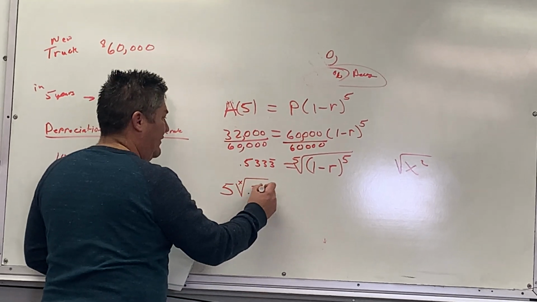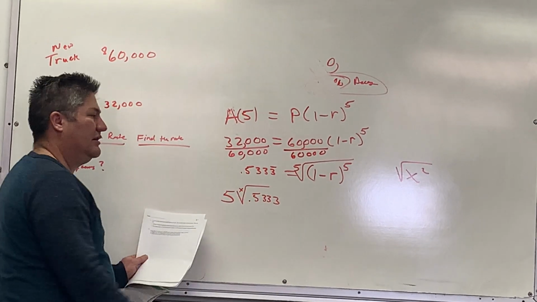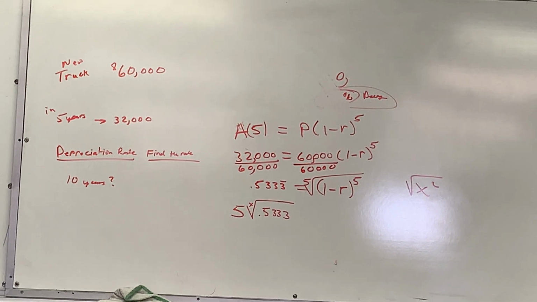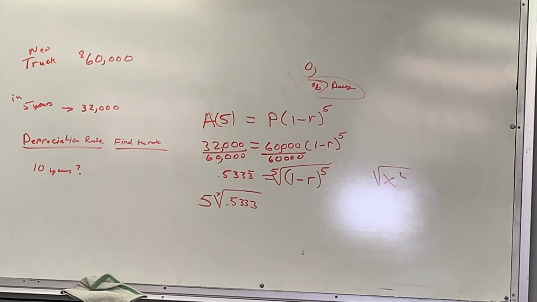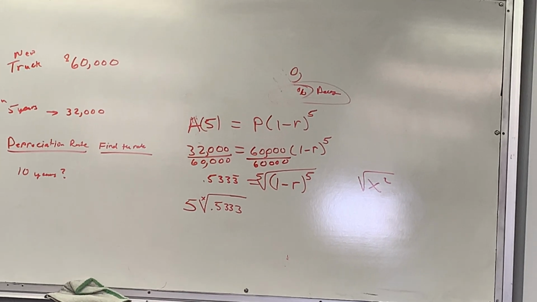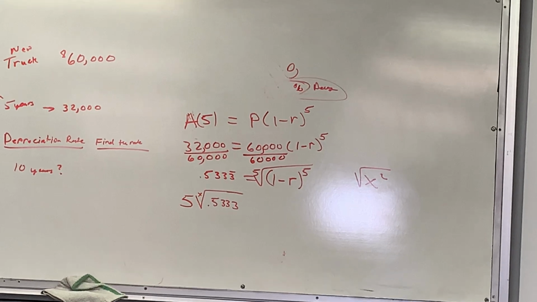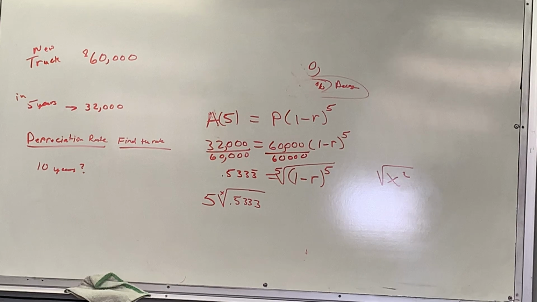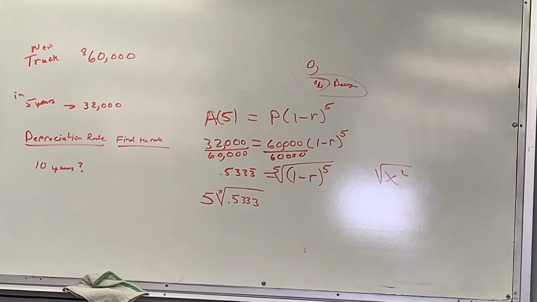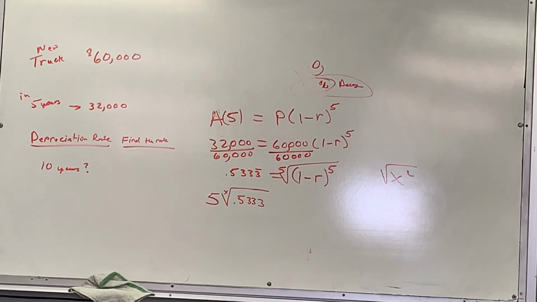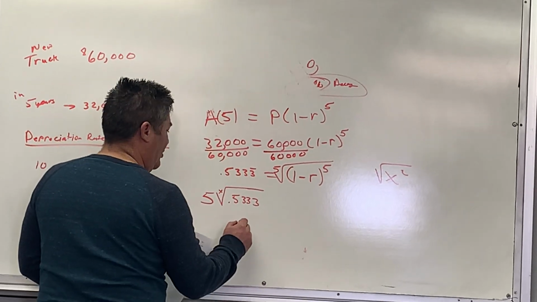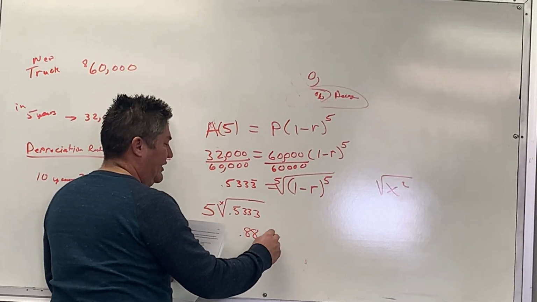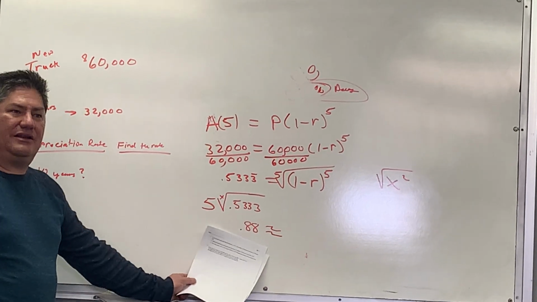And then 0.5333. Do that on your calculator. So on the calculator, you're going to hit 5 first, then hit second caret key, that's second x root. There you go. See how it says x root? And then 0.5333 and hit equals. And we end up with what? 0.88. We're just going to call it good enough right there. 0.88.